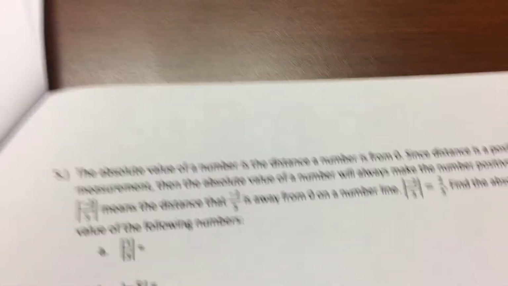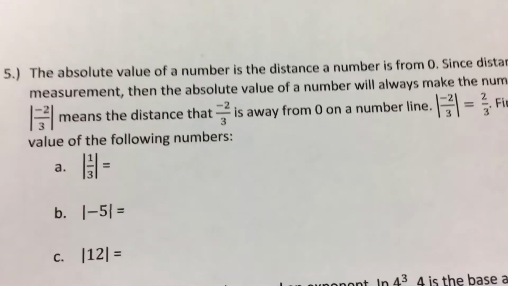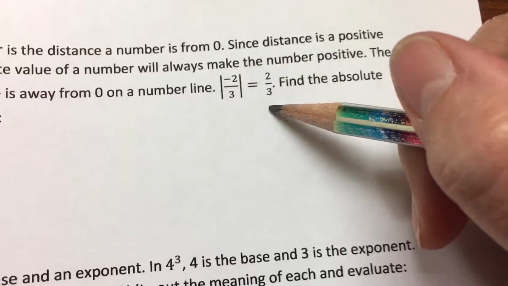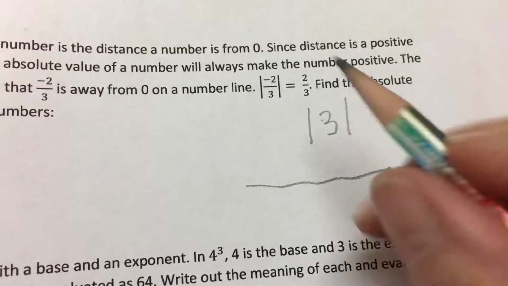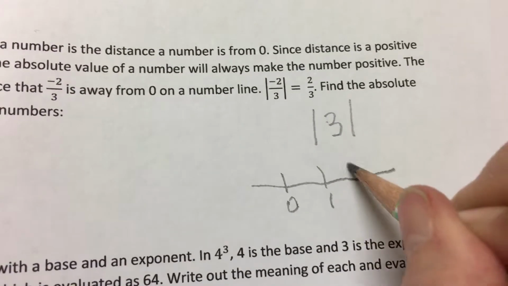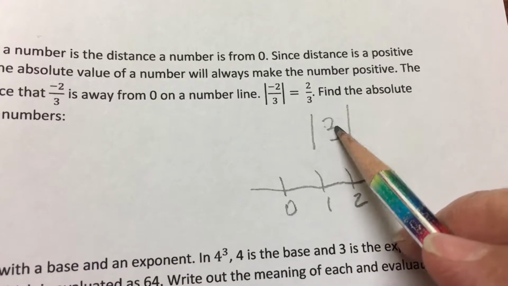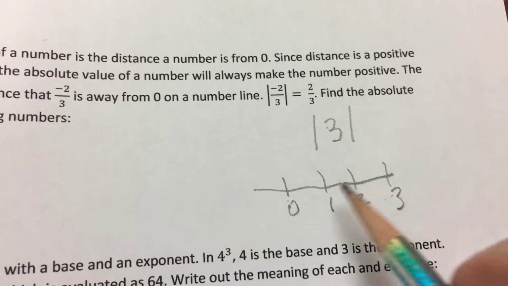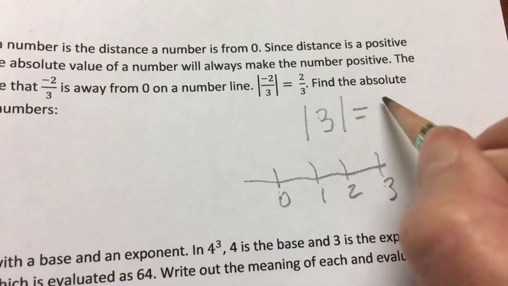Okay, absolute value. Absolute value means the distance a number is from 0. So for instance, these little lines mean absolute value. If I say the absolute value of 3, that means I have a number line, and I have 0, I have 1, I have 2, and I have 3. So when it says find the absolute value of 3, that means I'm counting from 0 to that number. And notice the distance from 0 to 3 would be 3.